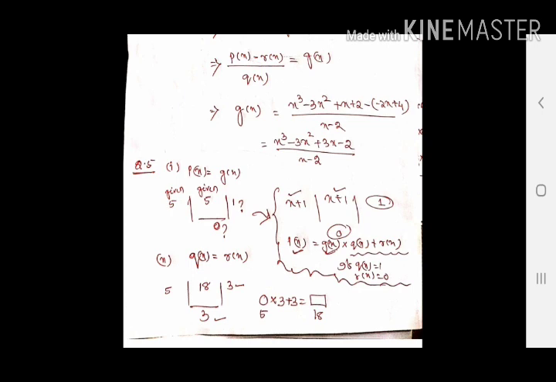So, I can write in the divisor anything. If I write the divisor as 5, then what will be the dividend? It is quotient into divisor, 3 into 5, 15 plus 3, 18. If I write the divisor 4, 3 into 4, 12 plus 3, so the dividend will be 15. If I write the divisor as 10, then 3 into 10, 30 plus 3, 33.